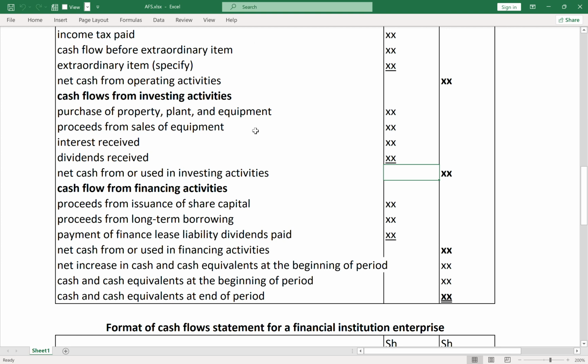So in the investing activities and financing activity, we don't have so many things, but under the indirect method, the cash flow from financing activity, here we have proceeds from issuance of share capital, proceeds from long-term borrowing, payment of finance lease liability, dividends paid, so that we get the net cash from or used in financing activities. After that, we get the total net increase in cash and cash equivalent, and we add the cash and cash equivalent at the beginning of the period, so that at the end we have the cash and cash equivalent at the end of the period.